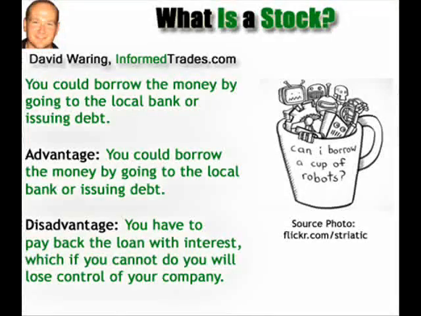Number two, the company could borrow money by going to the local bank or issuing debt, something which is known as bonds, which we will learn about in later lessons. The advantage of doing this is that you still maintain 100% ownership and control of your company so long as the terms that you have agreed to in order to borrow the money continue to be met. The disadvantage of this route is that you have to pay back the loan with interest, and if you are not able to meet your payments, then the bank that lent you the money or the holders of the bonds that were issued will take control of your company.